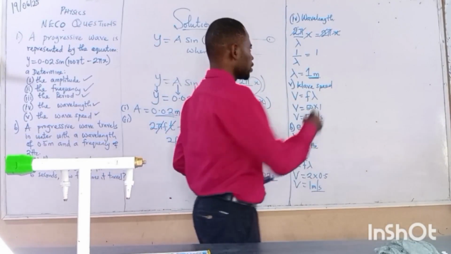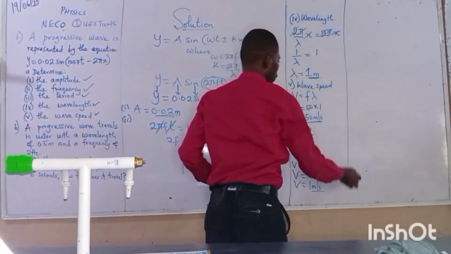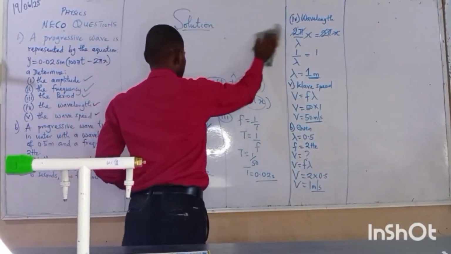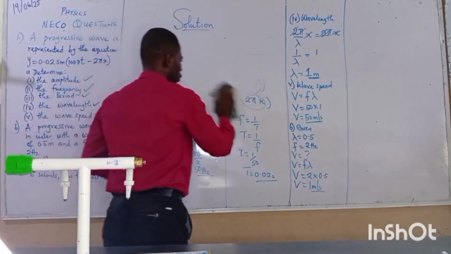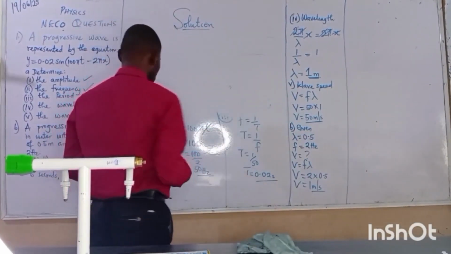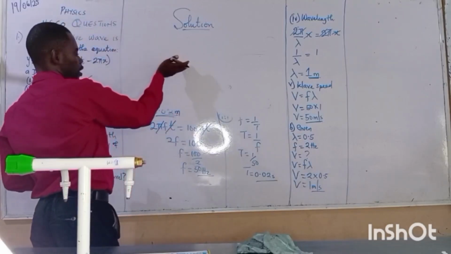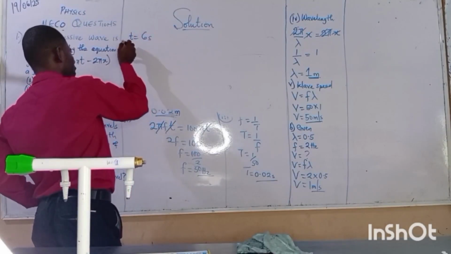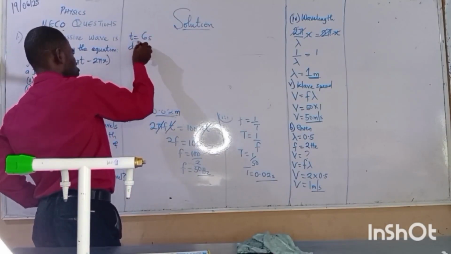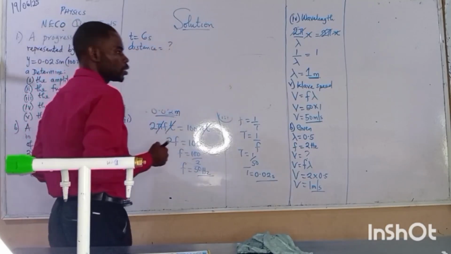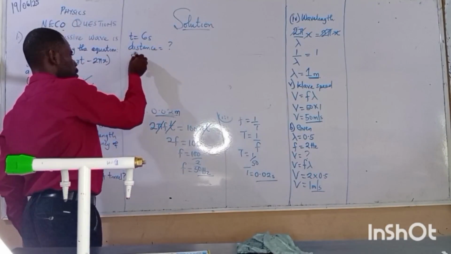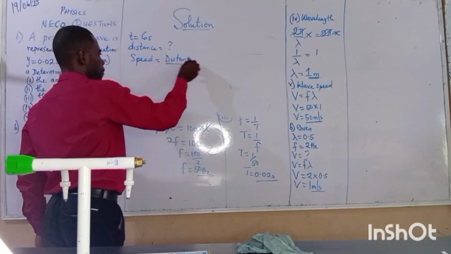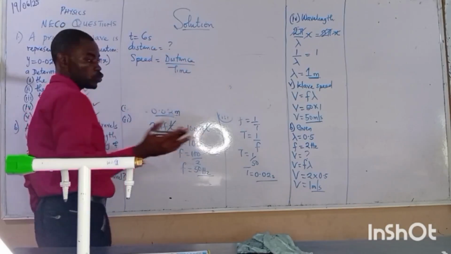So we now go to that recall. Let me put it somewhere here so that we will see. So we have our given parameters. They say our time this time around is 6 seconds, and we want to find the distance. How far? That's what we want to find right now. Remember, we have our speed. Recall that speed is distance over time.